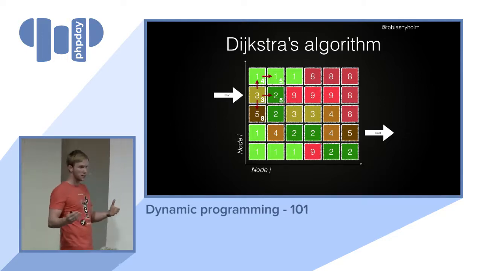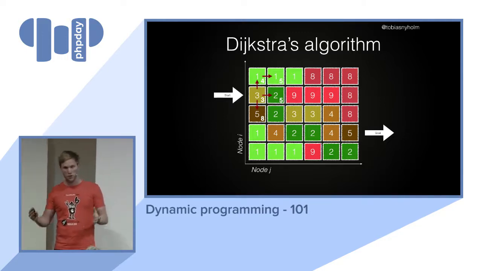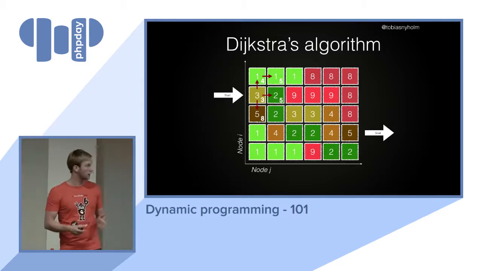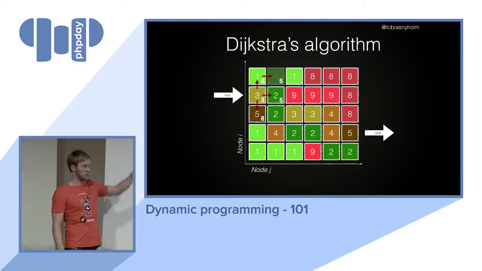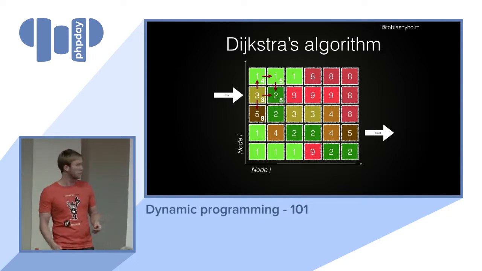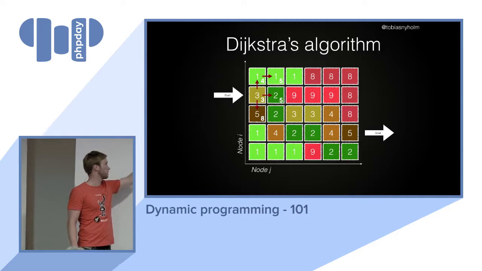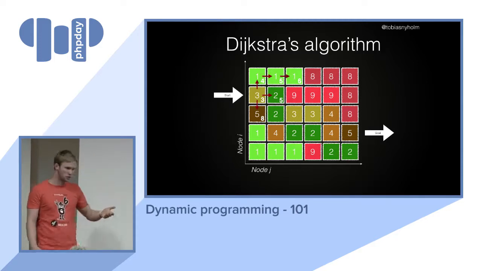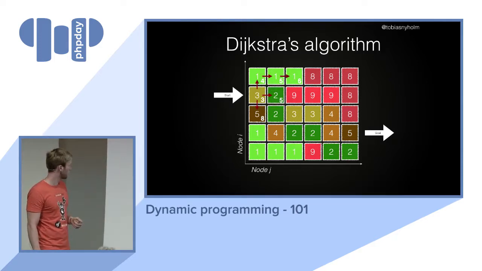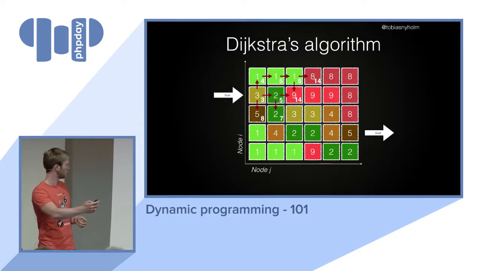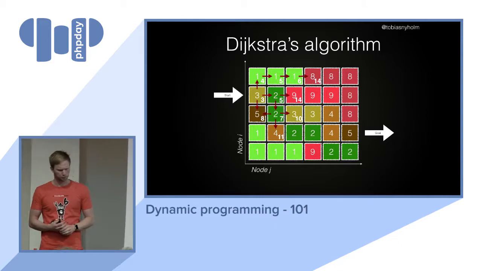And now we go to the next discovered node that is not visited and has the lowest value. It's this one, and we discover all its neighbors. I wanted to add a 7 here, but since 5 is lower than 7, I don't add anything, so I just remove that arrow. And then I continue on. You get the gist? Now it started running by itself.